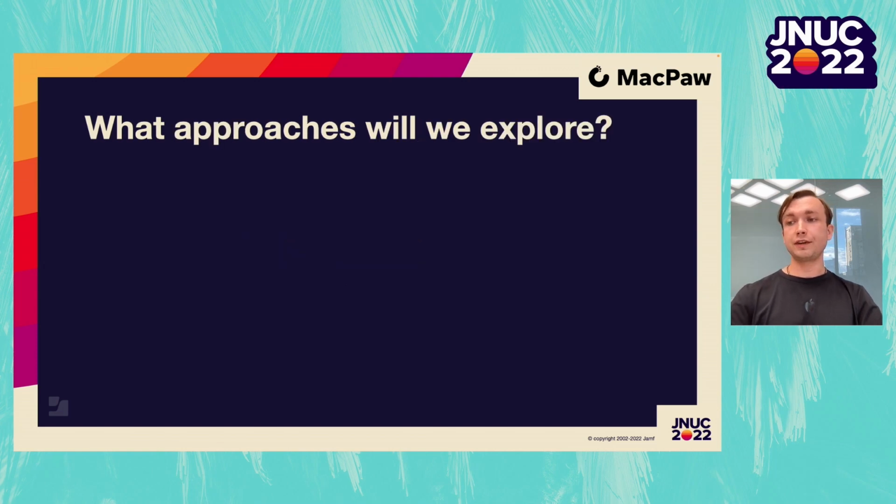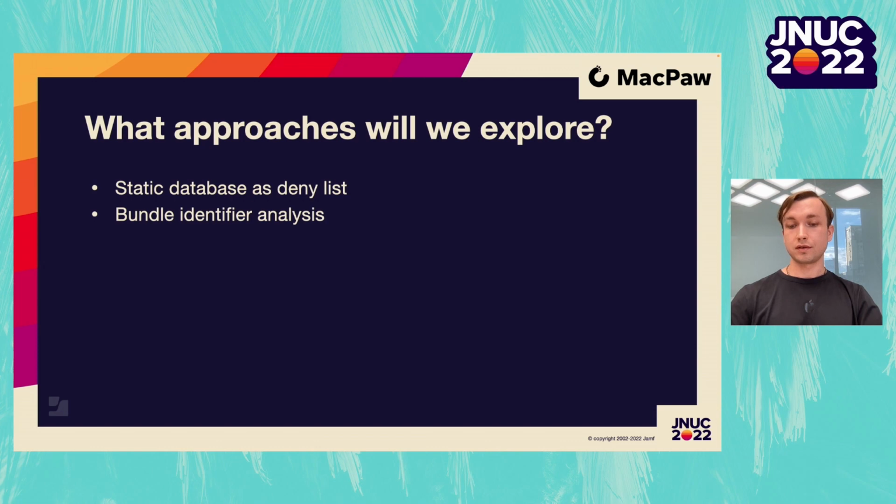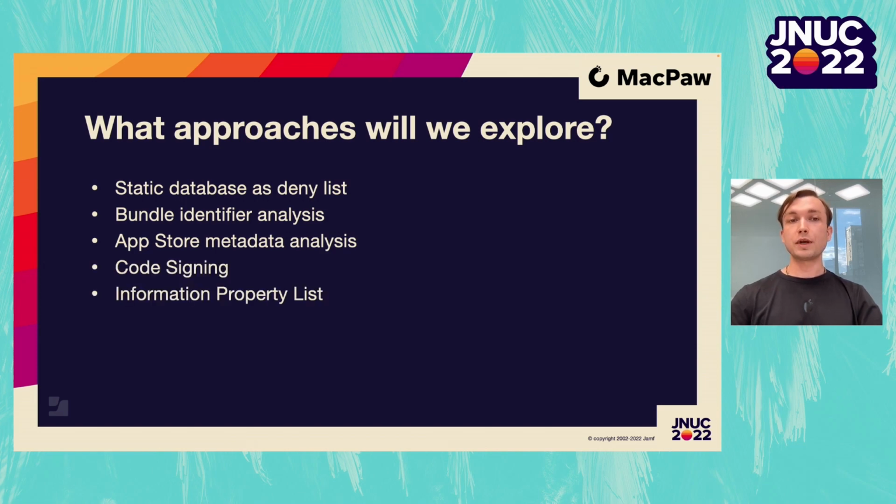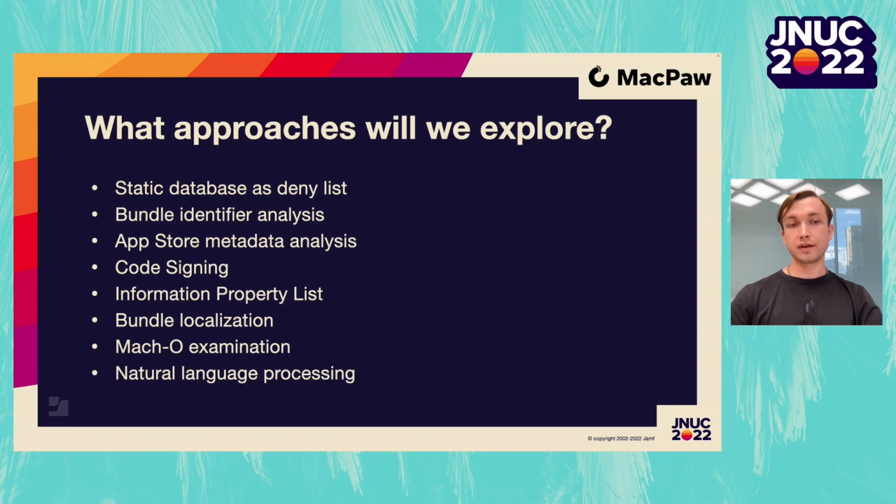So, we will explore different approaches to investigate macOS application bundle for territorial affiliations. We will talk about static database as deny list, bundle identifier analysis, App Store metadata analysis, code signing, information property list, bundle localization, macOS examination, and natural language processing. They will appear in order of priority.